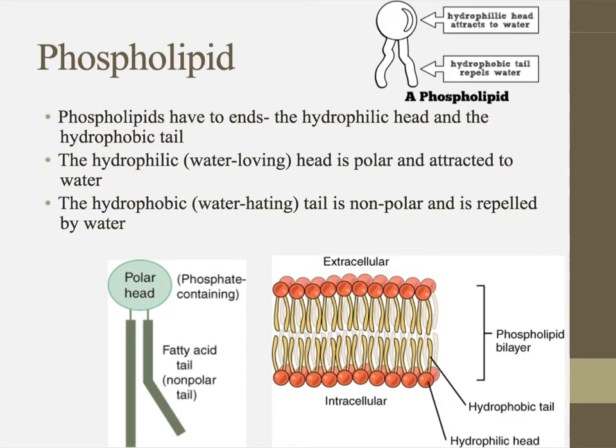Okay, so I kind of want to return to this idea of phospholipids. Phospholipids are exactly what they sound like. They're a type of lipid with a phosphate group, and they have two ends. So we have the hydrophilic head, water-loving, there's the head, and the hydrophobic tail. You may also hear those referred to as polar and non-polar. So polar and hydrophilic mean the same thing.